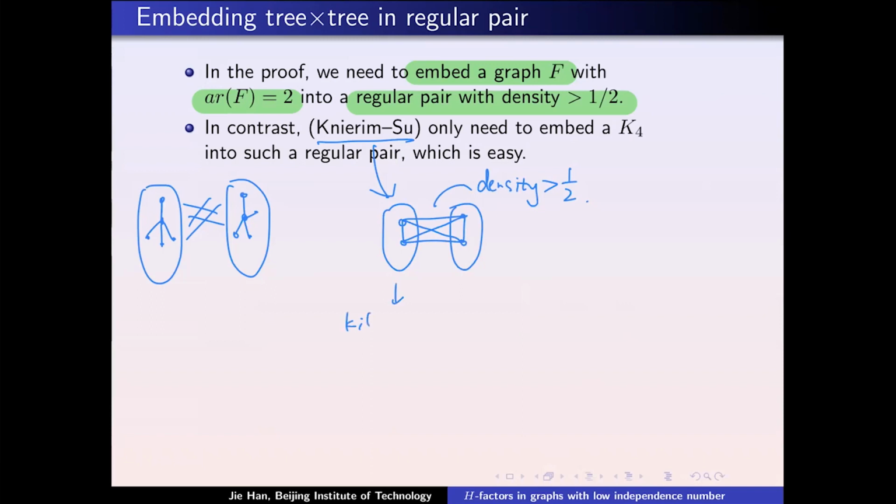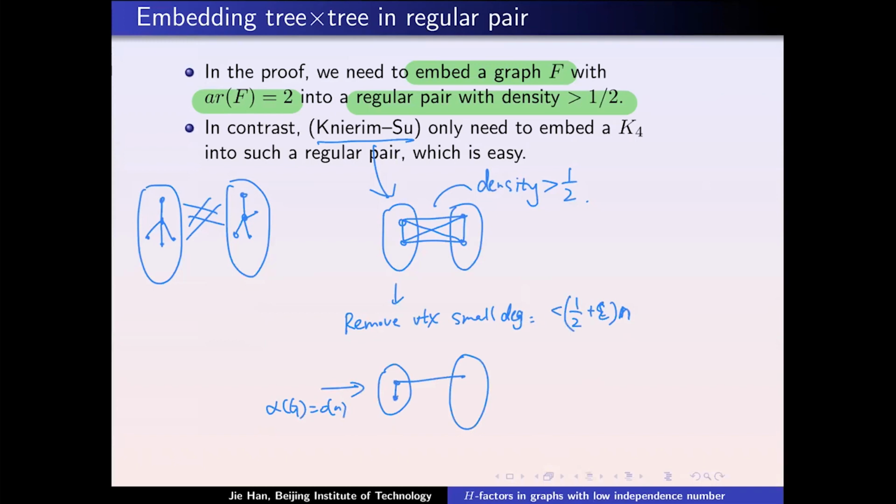You remove the small degree vertices. A small degree means less than 1/2 plus epsilon. And then with the vertices that only have high degree, you can find an edge where both endpoints have large degree to the other side, and definitely they have a large intersection. And within the intersection, you call the help of alpha(G), and you get your other edge. You get the other edge, and now you get the K4.